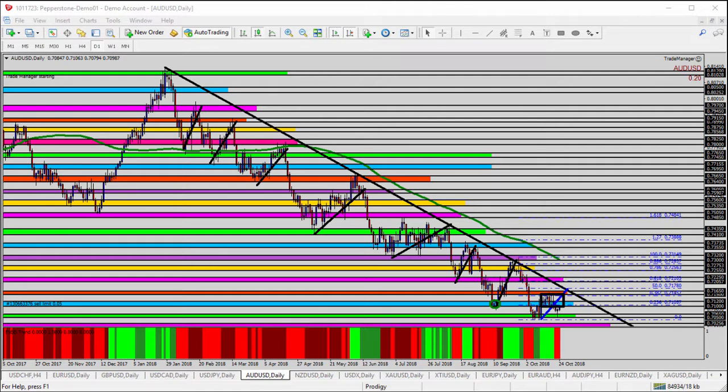Today we're looking at the AUDUSD, the Australian versus the US dollar, for today's trade analysis. Looking here on the daily time frame, we can see that this currency pair for quite a long time has been in a downtrend. Let's just measure the very top of the trend.